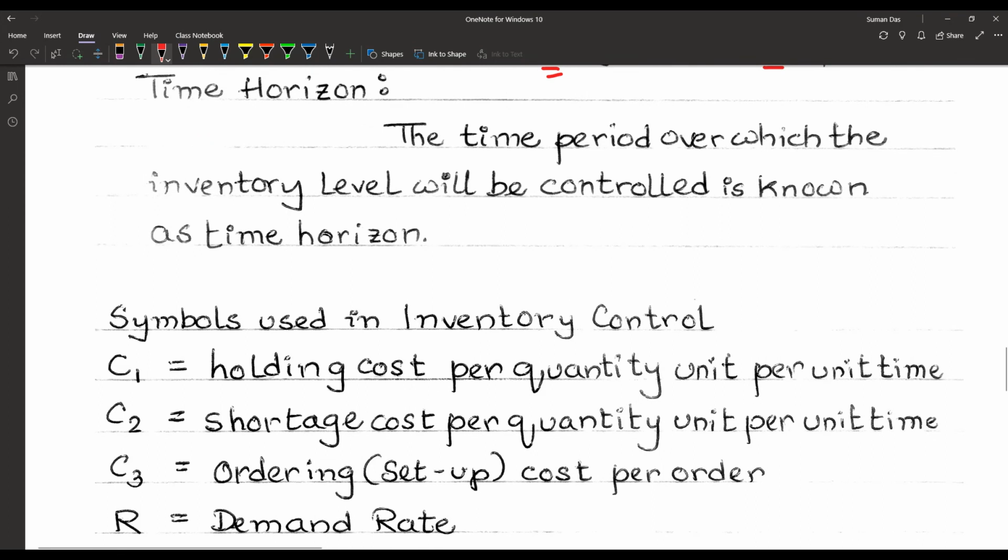Another one is known as the time horizon. The time period over which the inventory level will be controlled is known as the time horizon.